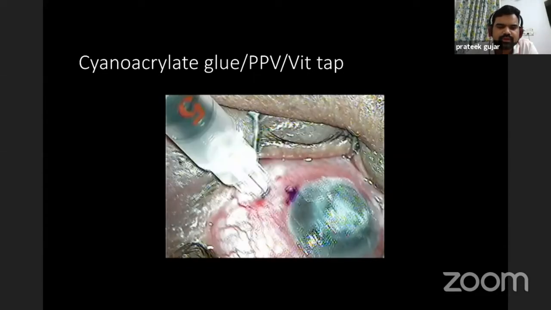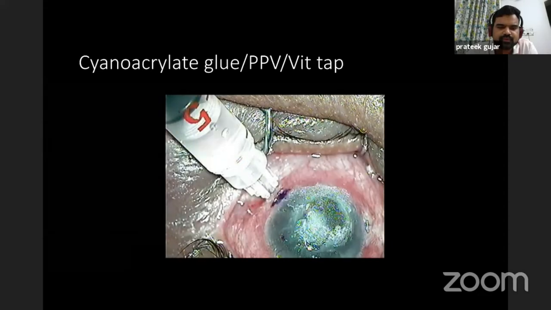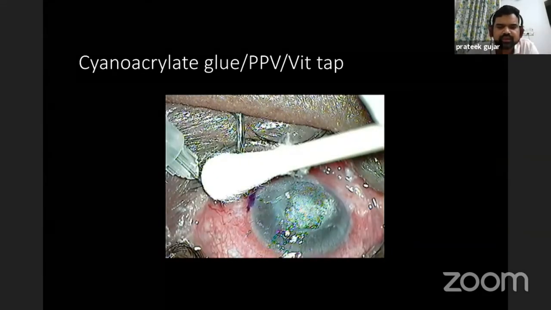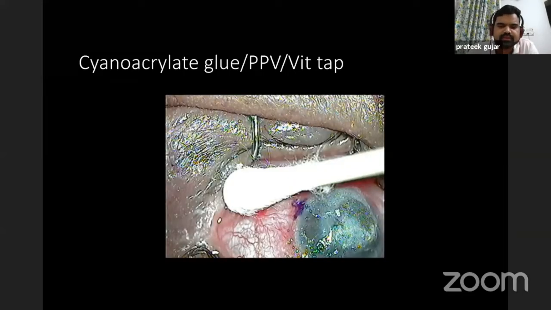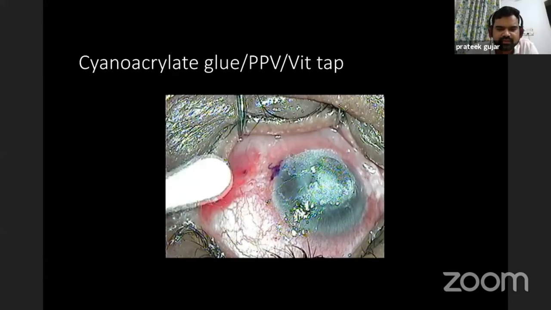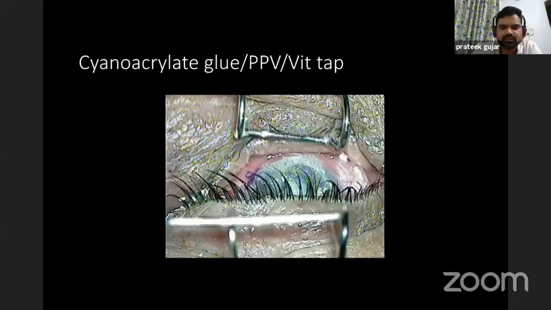Just 0.05 cc of vitreous can be tapped, and this will reduce the vitreous thrust considerably, and the risk of expulsive choroidal hemorrhage will be much less. Now the patient can be taken for peribulbar anesthesia.